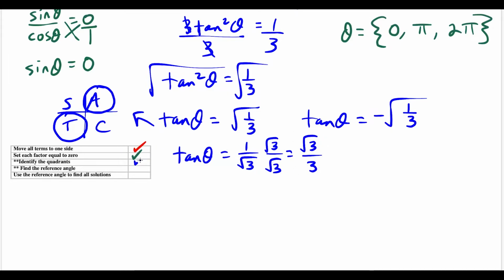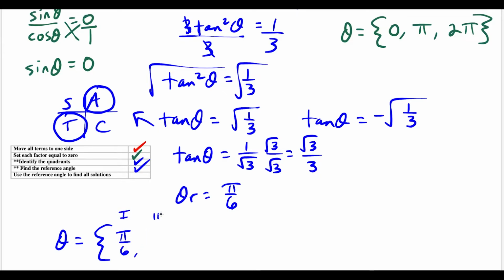So now, after we identify the quadrants, we're going to find the reference angle. And our reference angle here is going to be pi over 6. Because once again, tangent of pi over 6, this is a positive acute angle, is equal to square root 3 over 3, or we could say 1 over square root 3. So now that's our quadrant 1 solution. So we have theta equals, and our quadrant 1 solution is pi over 6. So this is from quadrant 1.